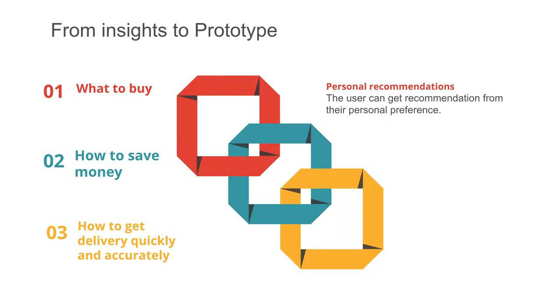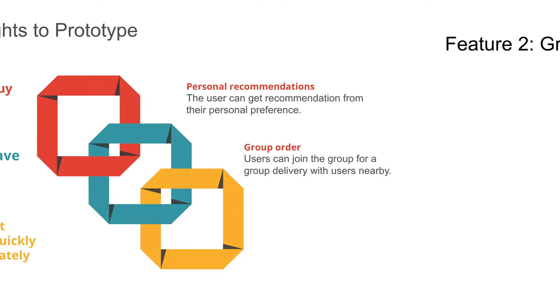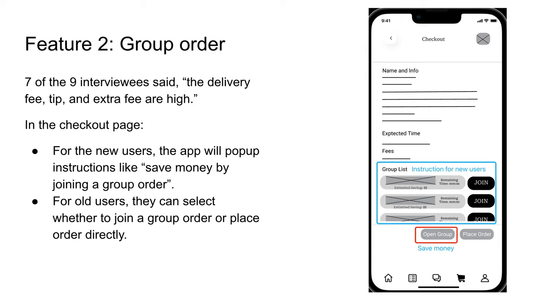And for the second insight, we help users save money, and we designed a group order. Since 7 of 9 interviewees say the delivery fee, tip, and actual fee are high, as on the right side, we designed a group order in the checkout page. For new users, the app will pop out instructions like save money by joining a group order. For all users, they can select whether to join a group order or place an order directly.